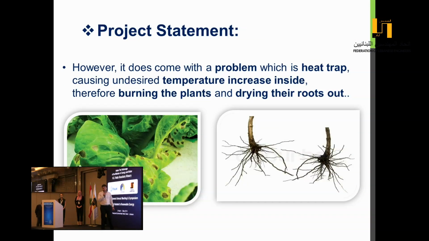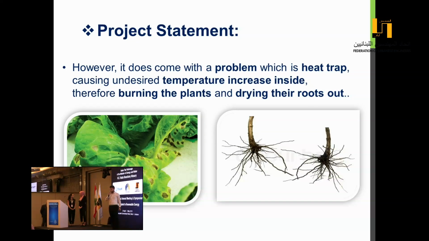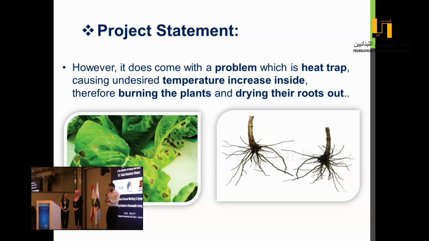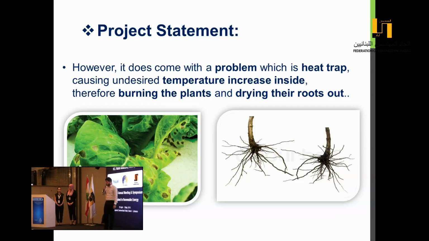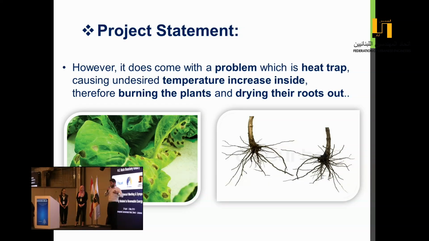Okay, the problem statement comes from the principle itself. The sunlight, which is a short wave, penetrates the plastic or glass cover of a greenhouse. After that, it will be absorbed and reflected by the soil and the plants. However, it will be converted into long wave infrared radiation. That radiation cannot escape anymore from the greenhouse, and the heat will be accumulated so that the temperature inside the greenhouse will be increased. This increase is above what is desired, so it will lead to burning of the plants and drying their roots out.